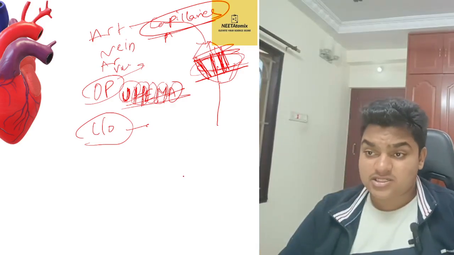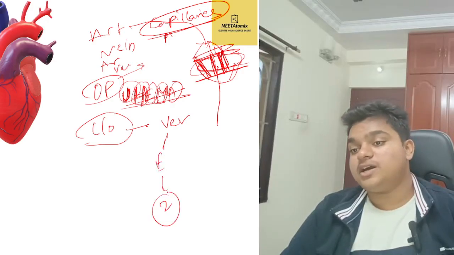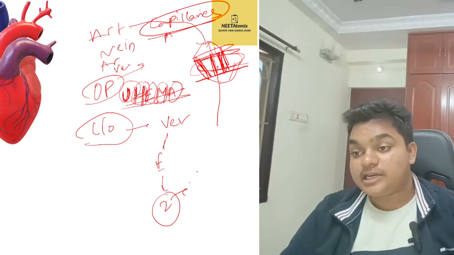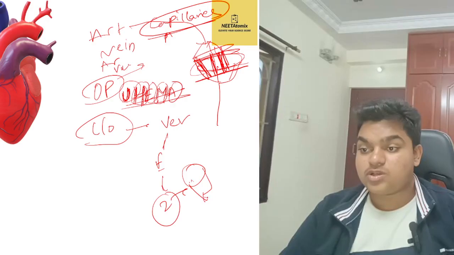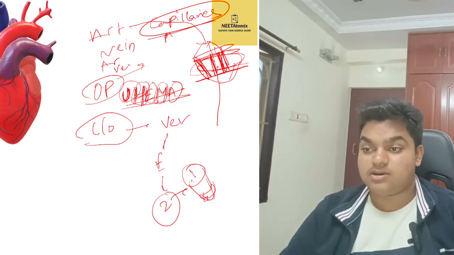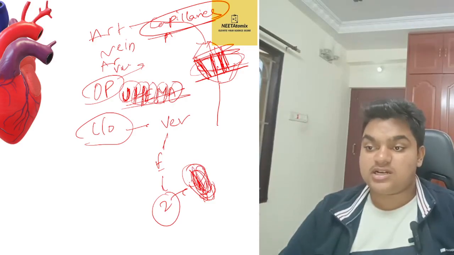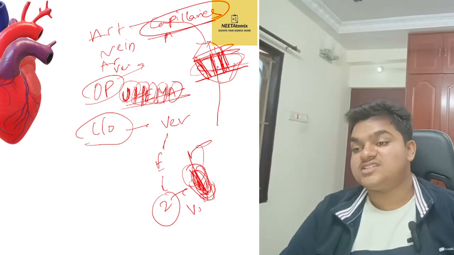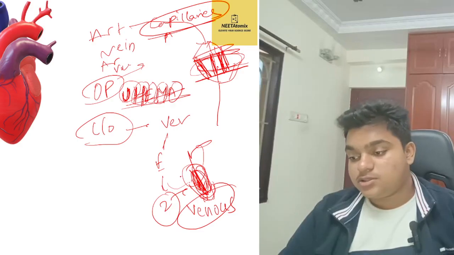But closed circulation is found in vertebrates. Vertebrates like fishes. Fishes have a two-chambered heart. That is why only deoxygenated blood is present in the heart, and only single circulation takes place. That is why this heart is also called a venous heart.